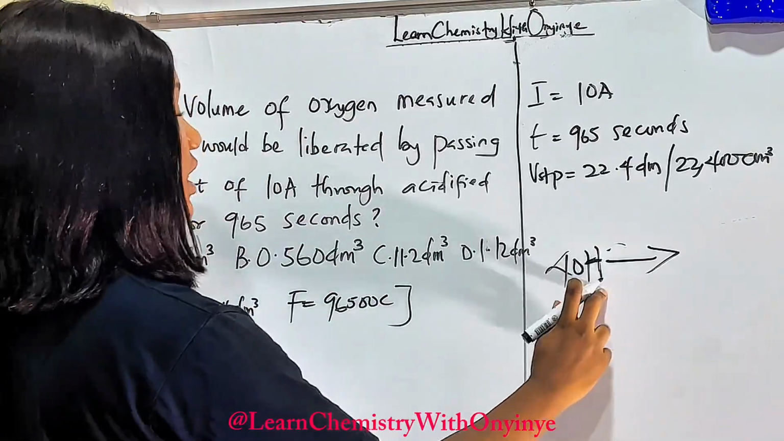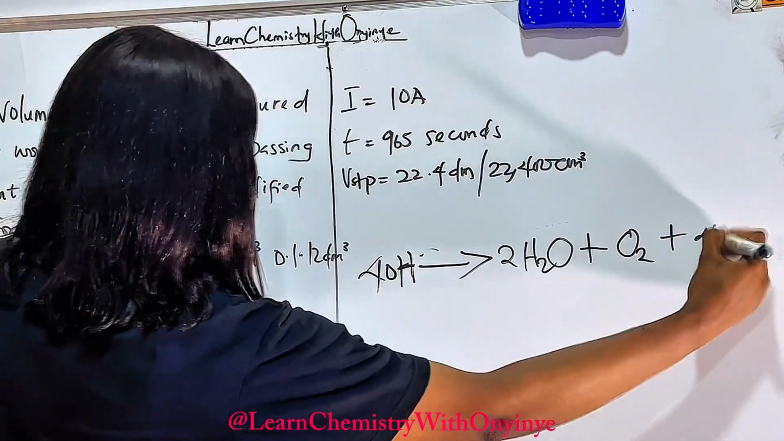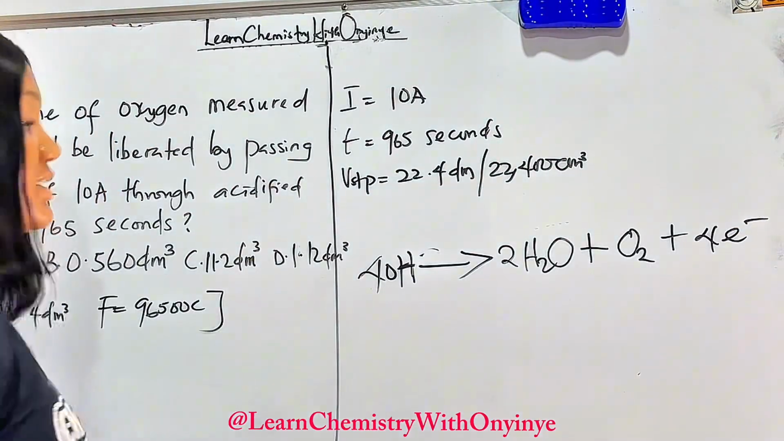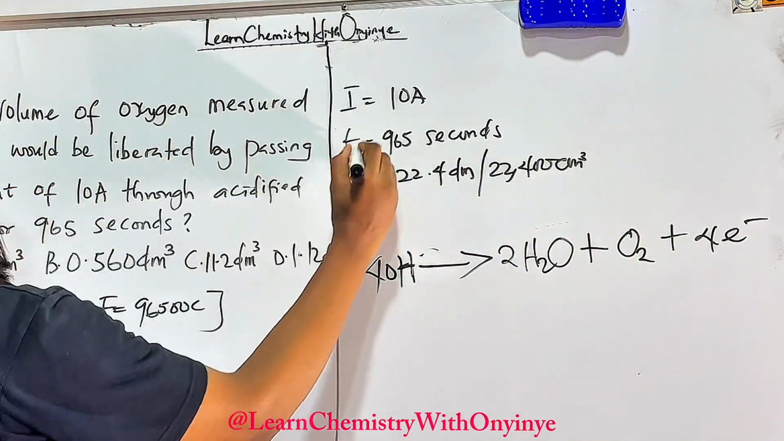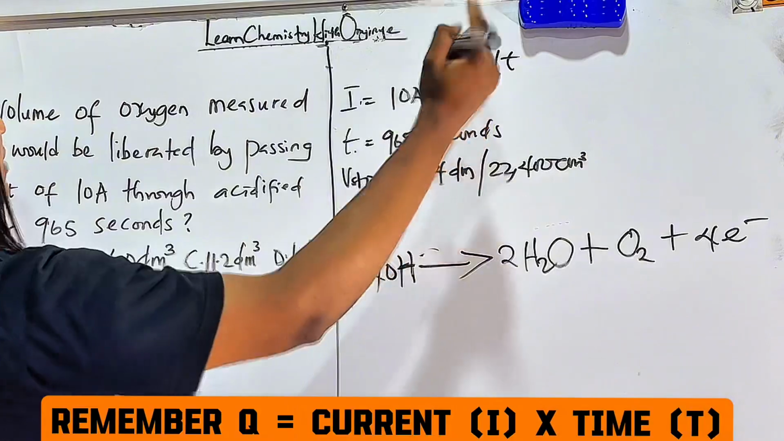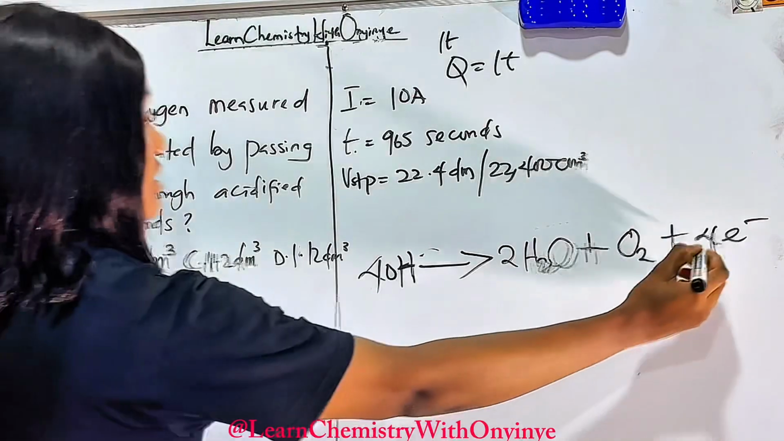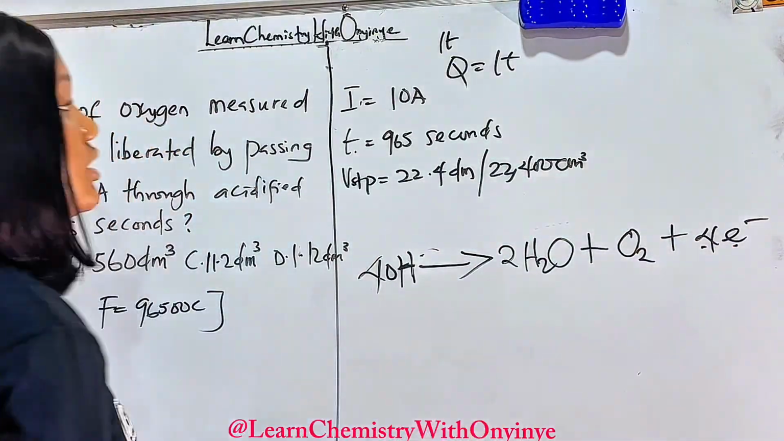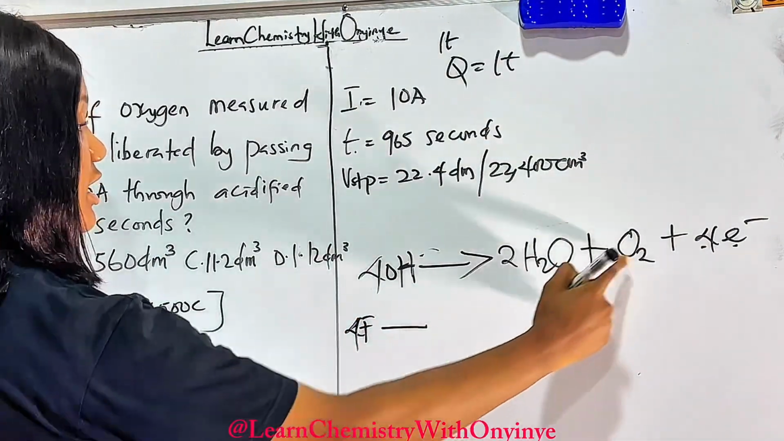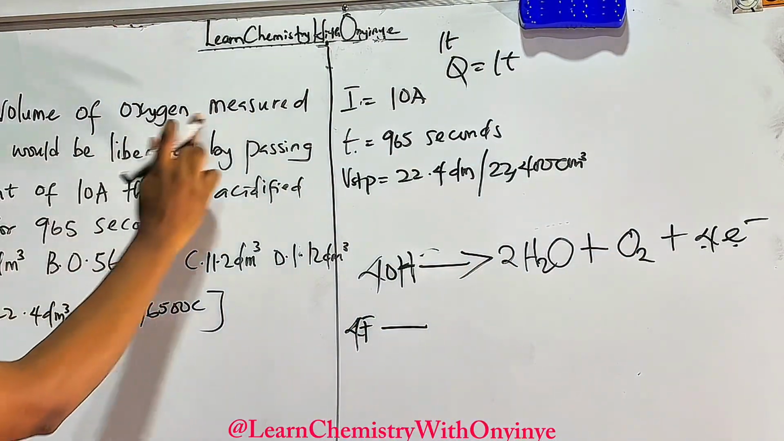Then you have this equation: 4OH⁻ gives 2H2O plus O2 gas, and this is giving out 4 electrons. Now this can also act as 4 Faraday. So here we have Q equals IT. Whenever you hear IT, what comes to your mind? Quantity of electricity should come to your mind. This 4 Faraday here can also give us quantity of electricity. So 4 Faraday is needed to deposit oxygen gas, and we're talking about the volume of oxygen gas measured at STP.